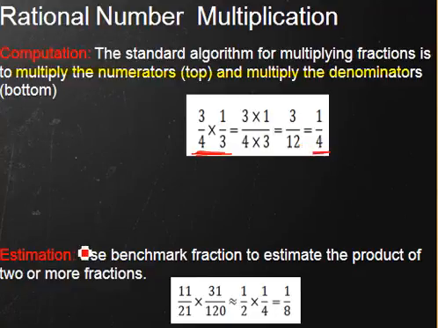Sometimes estimation is a little bit quicker on the PPST, and we can use benchmark fractions. 11/21 is about 11/22, which is about a half, and 31/120 is about 30 over 120, which is 1/4, so our product can be estimated as 1/2 times 1/4, or 1/8.